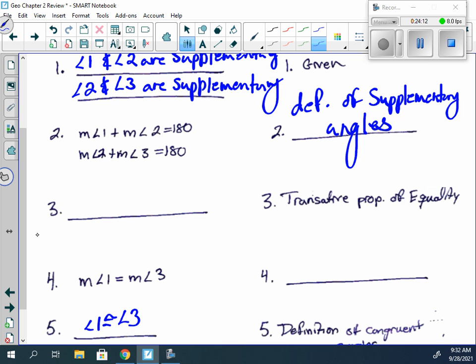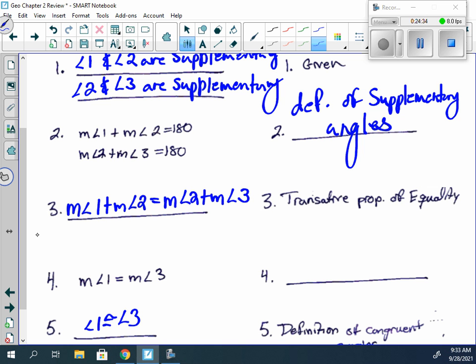Well, step 3, it might seem a little like, where are we going from here? But what does the reasoning say on the other side? Transitive property of equality, yes? So the measure of angle 1 plus the measure of angle 2 is equal to the measure of angle 2 plus the measure of angle 3.